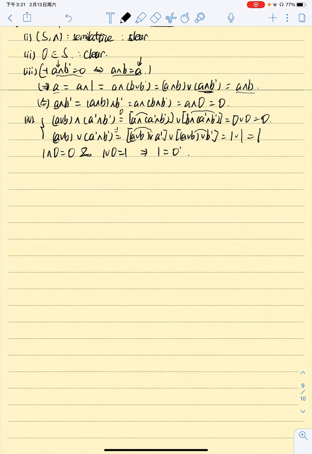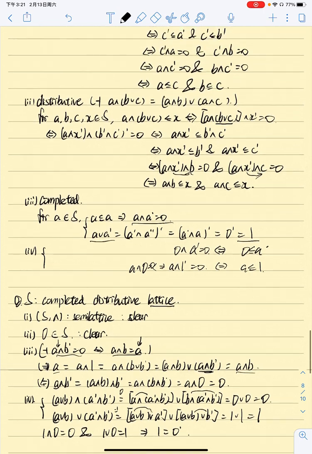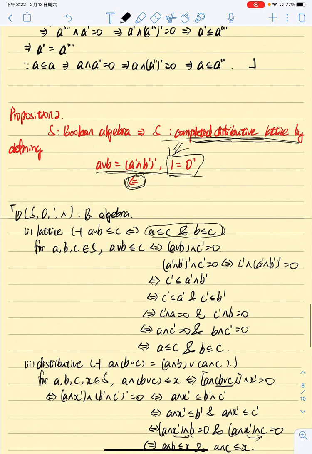That means the Boolean algebra can be a complemented distributive lattice. Sorry, I always use the wrong words here. Not completed, complemented.